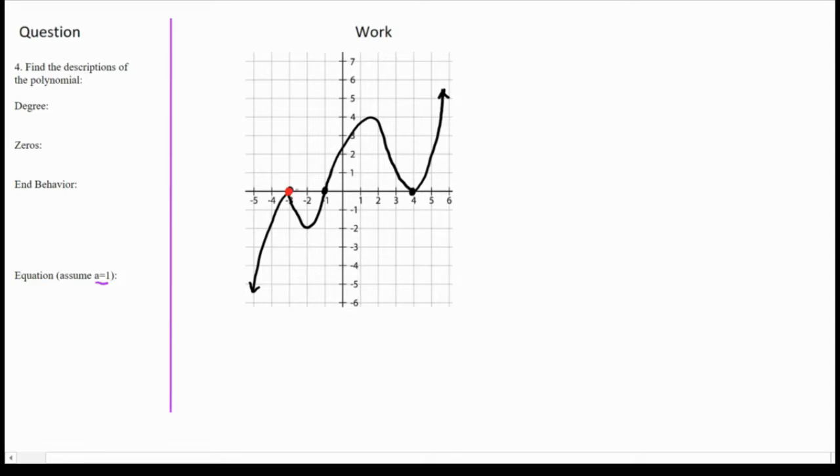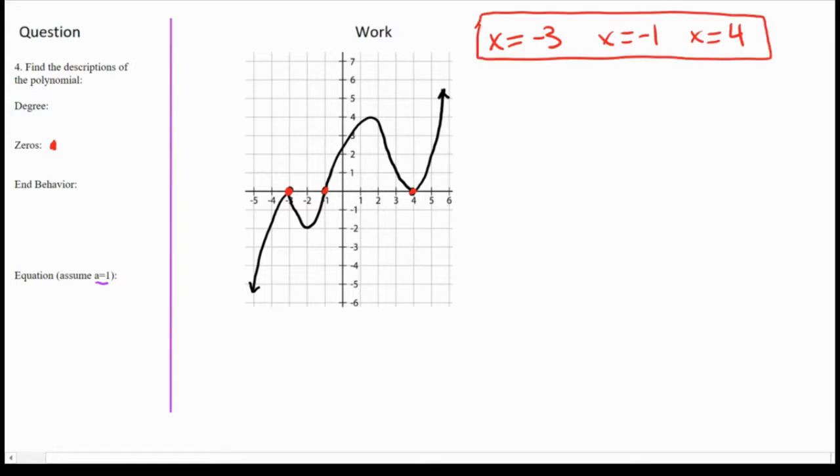Because I know that it crosses or touches the x-axis at these 3 points, that means I'm going to have 3 zeros. So my zeros here, I'm going to make red, are when x is equal to -3, when x is equal to -1, and when x is equal to +4. Those are my zeros because that's when my graph touches the x-axis.